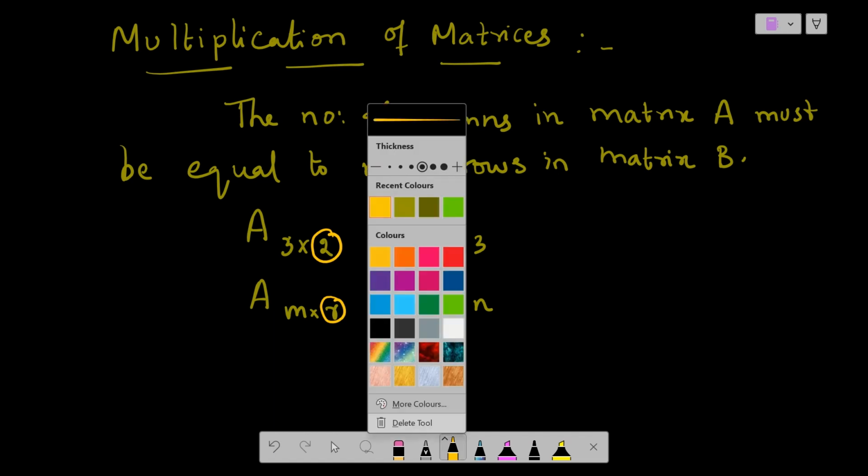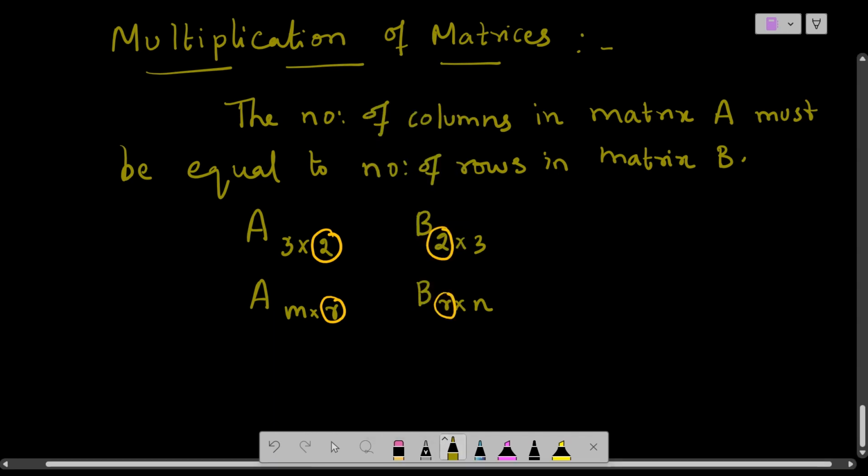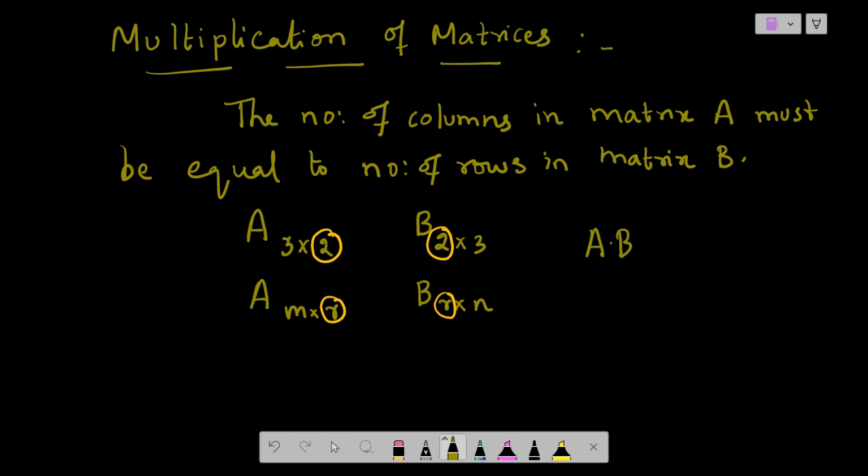Did you understand students? So the resultant matrix A into B will be an M by N matrix. According to the numbers, this one I have written here, this one I am going to write here. This is a 3 by 3 matrix. Did you understand, students? This is the rule we have to understand in multiplication of matrices.